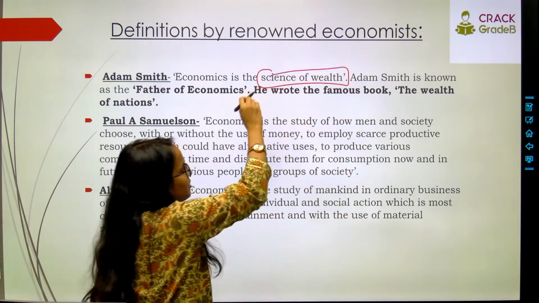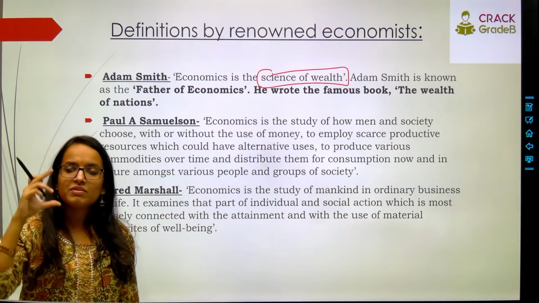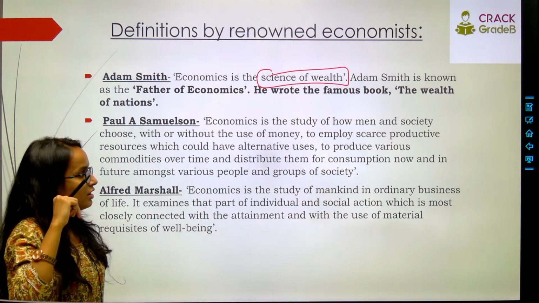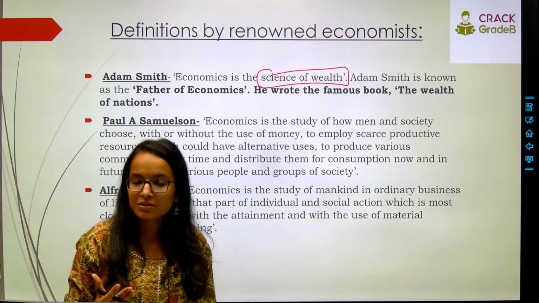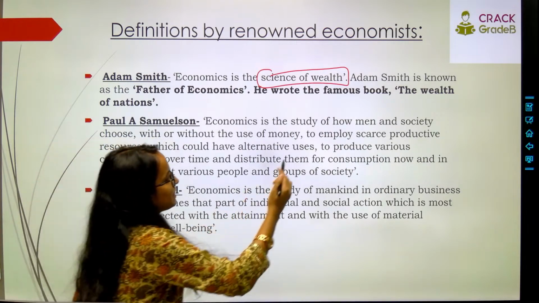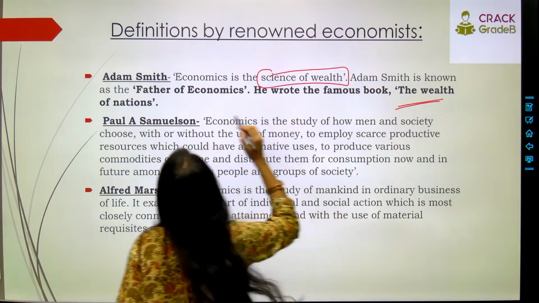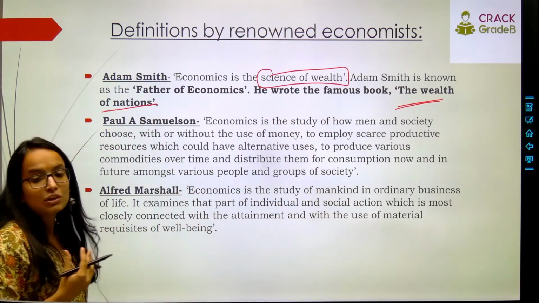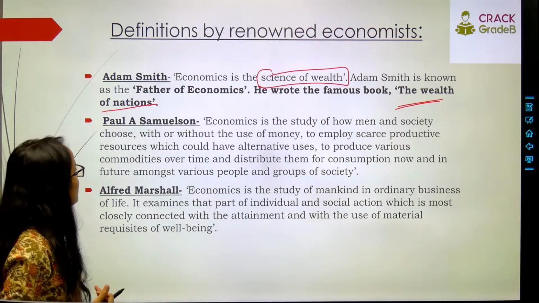You must be aware about this book, The Wealth of Nations. It is a very thick book, I think this much almost, and this is a very famous treatise written by the father of economics, Adam Smith, The Wealth of Nations. It can be asked as a one-liner question in any examination. Wealth of Nations is authored by Adam Smith.